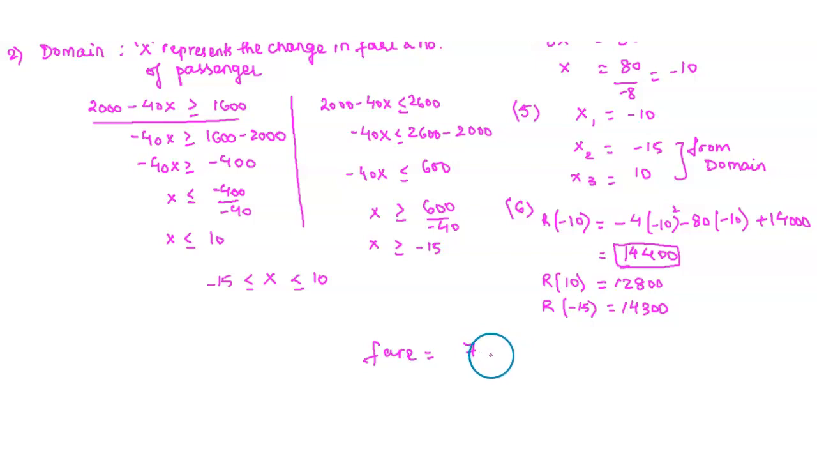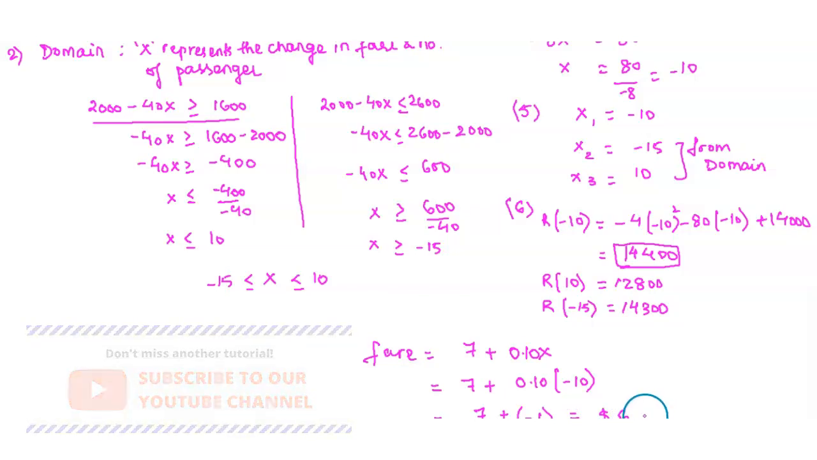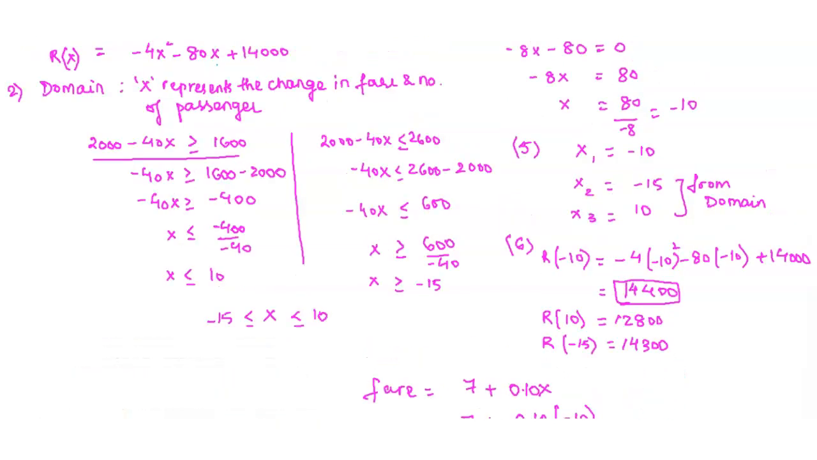7 plus 0.10x. We will sub in x as negative 10, and from here, 0.1 times negative 10 gives negative 1, which makes the fare $6. So the fare that we should charge is $6 to maximize the revenue. And with this, we're done with the question.